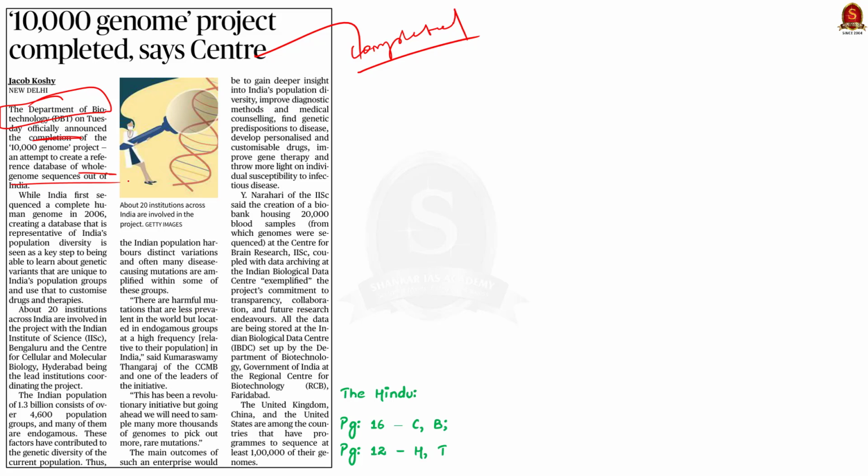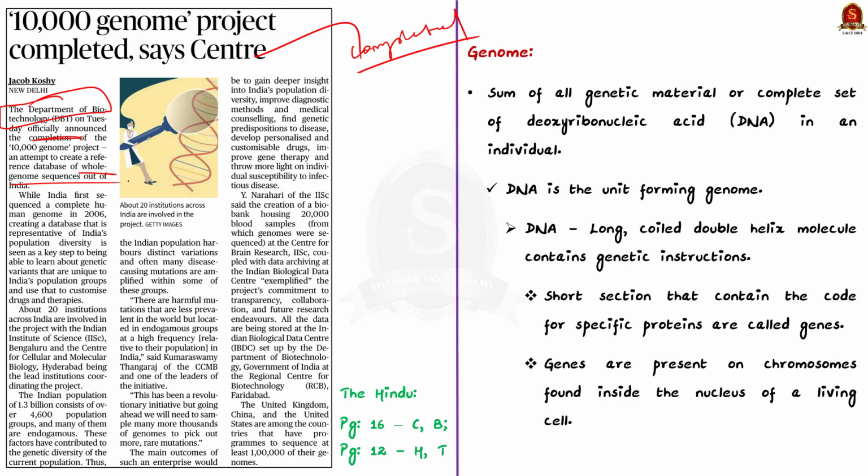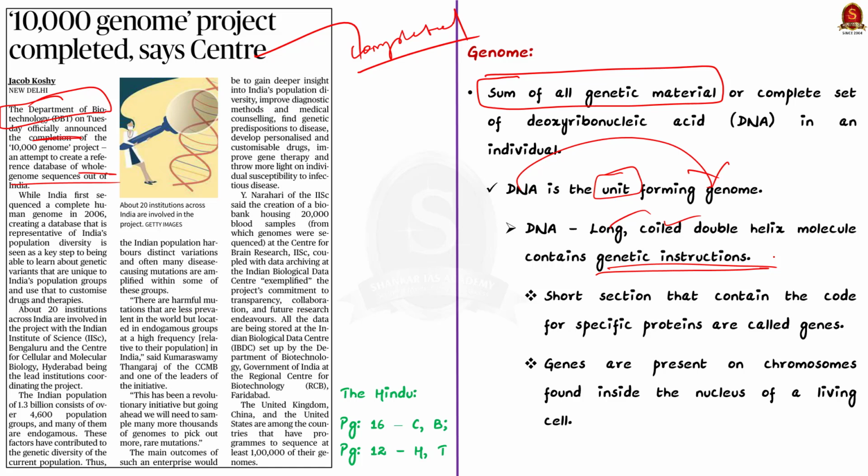In our discussion, let us understand about the genome project from a prelims perspective. Before that, we shall see about the genome. See, the genome is the sum of all genetic material, or the complete set of DNA, in an individual. In other words, DNA is the unit forming the genome. As we all know, DNA is a long, coiled, double helix molecule that contains genetic instructions. In this DNA, a short section that contains a code for a specific protein is called a gene. Note that these genes are present on chromosomes found inside the nucleus of a living cell.